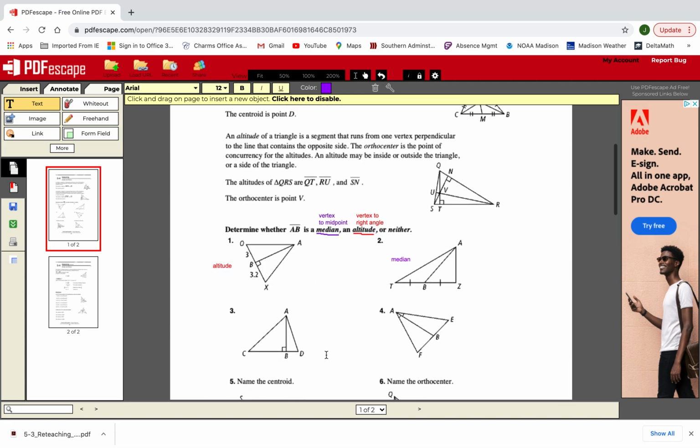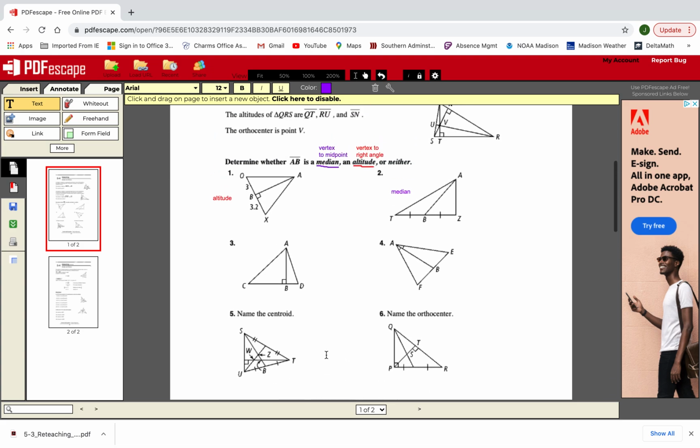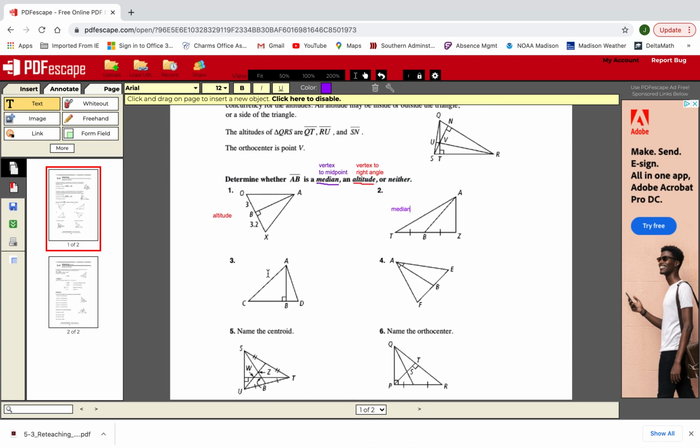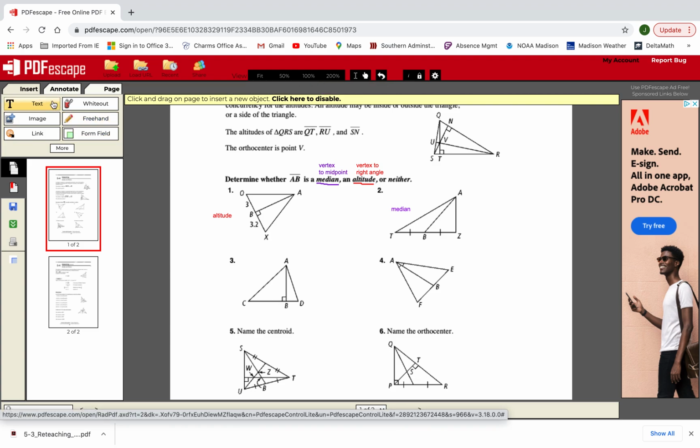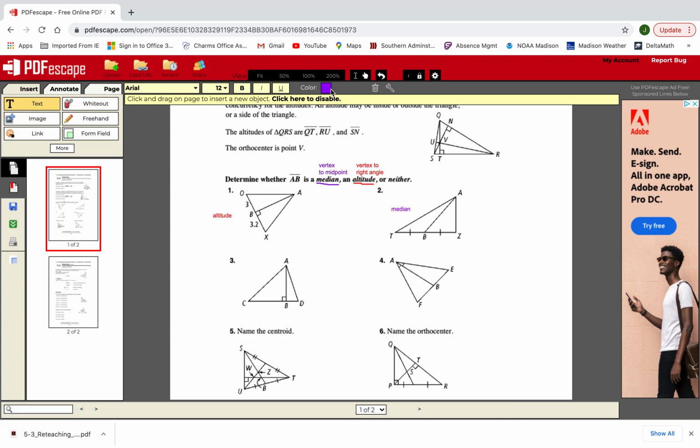Okay. All right. For 3 and 4. For 3, again, we have A coming at a right angle. So vertex to right angle is an altitude. We're going to go back to red to make sure that we are consistent with our colors here. So here we have an altitude.